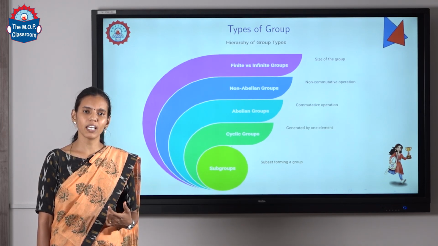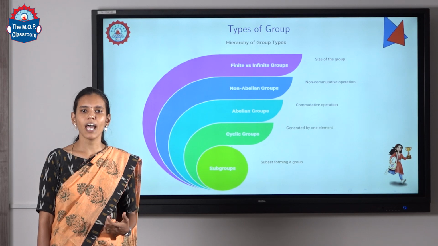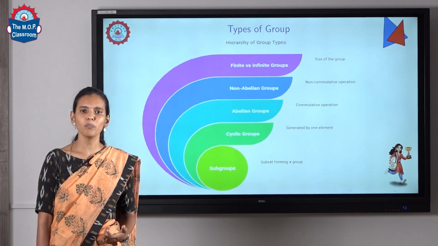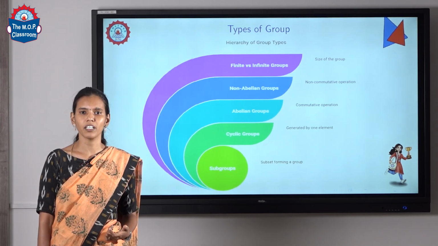And the group is again classified by the size of elements as finite and infinite group. If the number of elements is finite, we call that a finite group. And if the number of elements is infinite, we call that an infinite group.